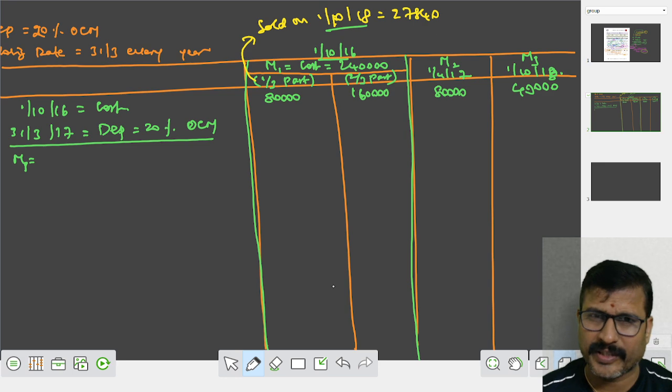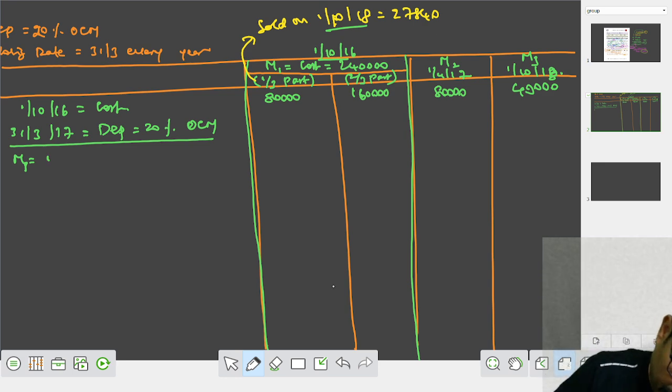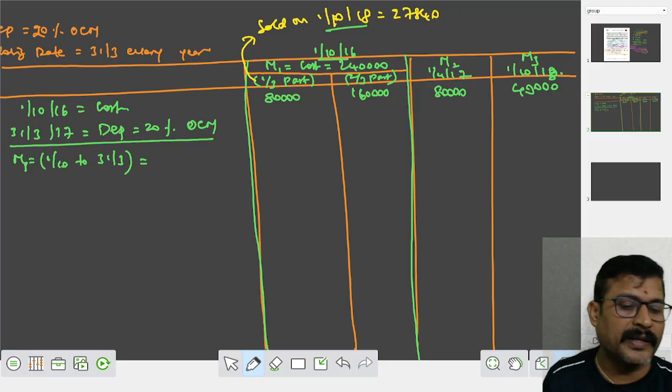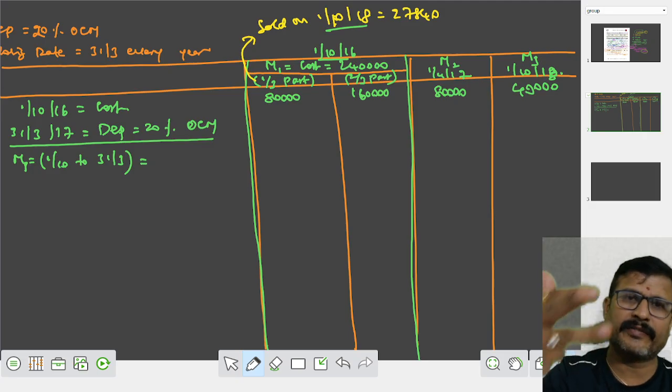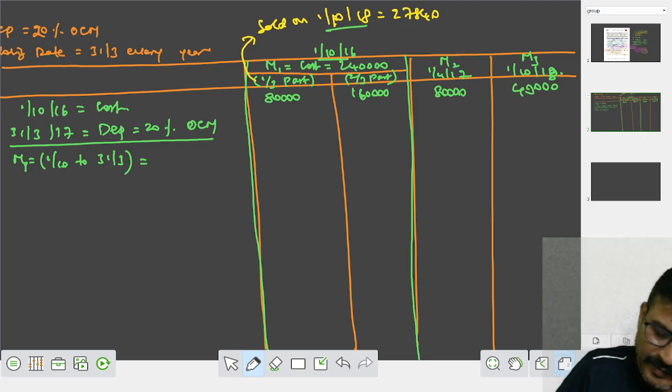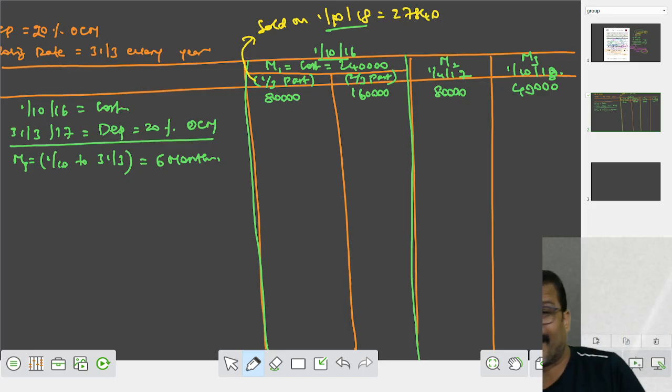1st October 16. Means 1st October to 31st March. Tell me, it comes how many months? October, November, December, January, February, March. It comes to 6 months.